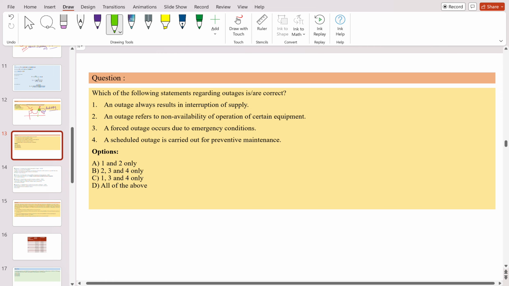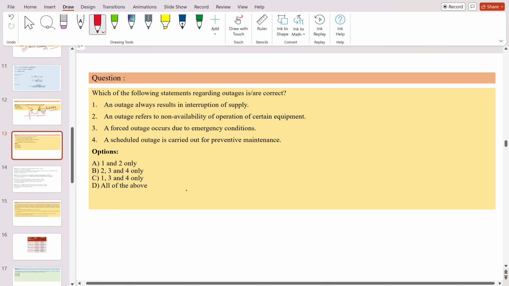Okay, I got multiple B options as a B. Okay, let's see. An outage always results in interruption of a supply, that is true. When you talk about an outage, it refers to the inability of operation of certain equipment. An outage always results in the interruption of a supply. Okay, let me see whether it is correct or not.